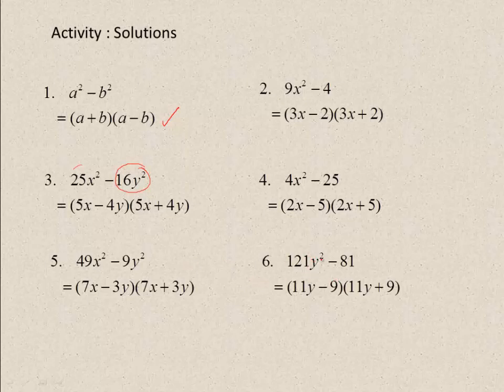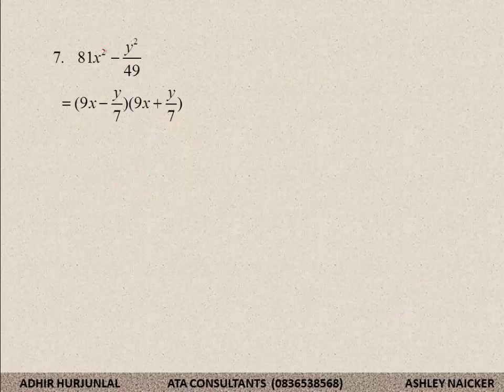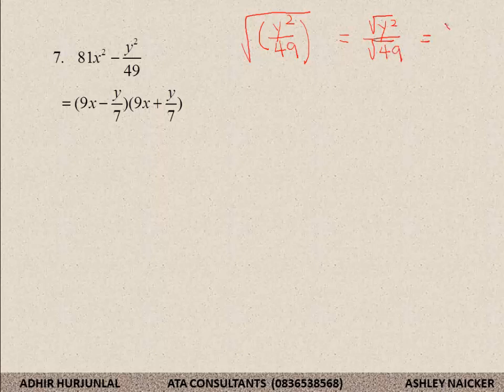Number 6, that becomes 11y. The square root of 81 is 9. One is negative, one is positive. Ensure that you cannot factorize the brackets any further. In this case, you can't. That is the answer. Number 7. Watch this, guys. 81x squared, the square root is 9x. What about this? What is the square root of y squared over 49? The square root of that is the same as the square root of y squared over the square root of 49, which is equal to y over 7. Perfect.